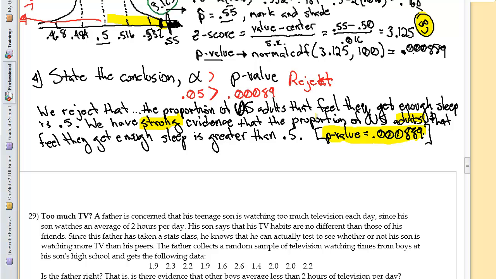And that's your conclusion. I know this has been a really long video, but I did go step by step through each of the calculations in the 4 steps. So hopefully this gives you a really nice idea of how to do a hypothesis test for a single sample proportion, and that makes us really happy.